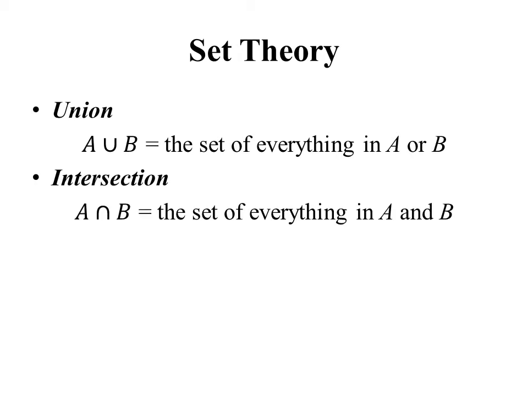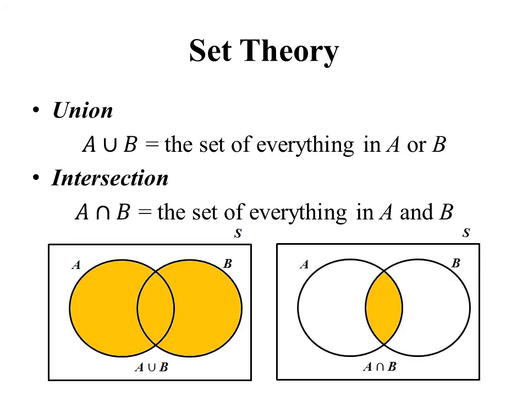Second idea is the intersection, denoted A intersect B, and that's the set of everything in set A and in set B. So remember from basic set theory, this union symbol is synonymous with the word or, intersection symbol is synonymous with the word and. And keep that in mind as we talk more about probability.